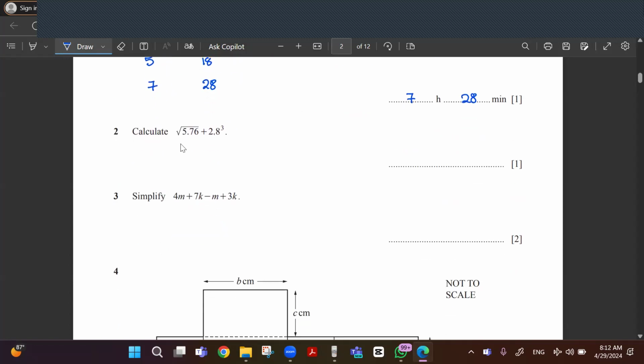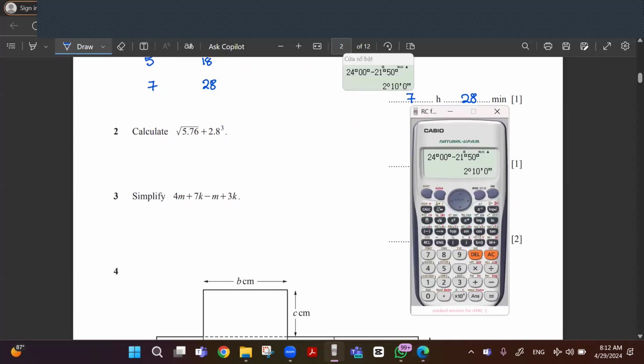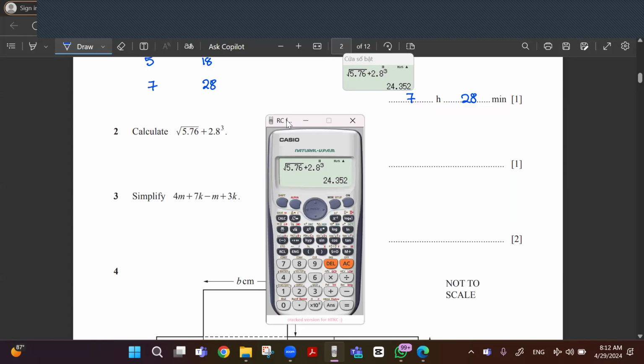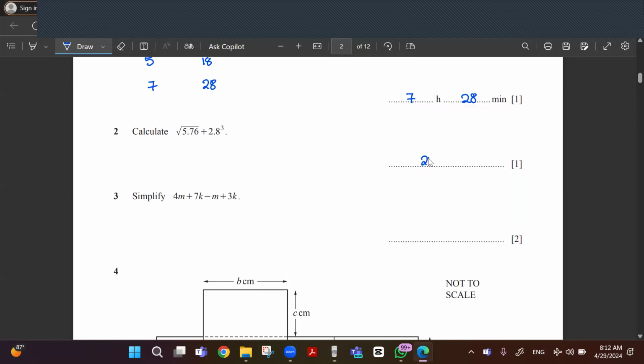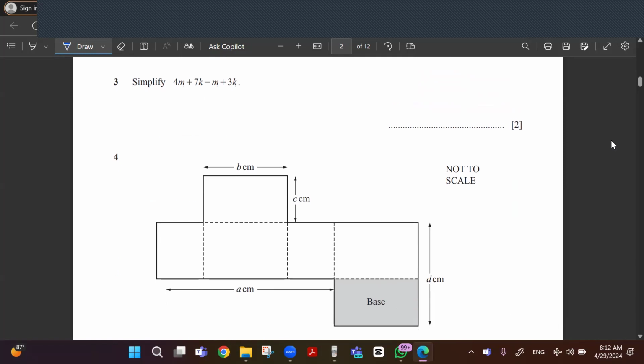Okay, then calculate this. Whenever he says calculate, that means you have the right to use the calculator directly. So you can use the calculator directly in doing this, okay? Root 5.76, then go out of the root, plus 2.8 power 3. Then equal, and write it as a decimal as it is. So it is 24.352. So without any steps? Yes, without any steps.